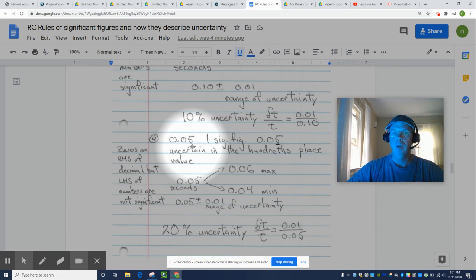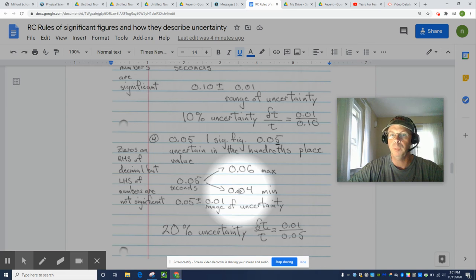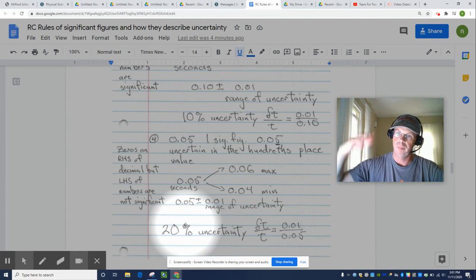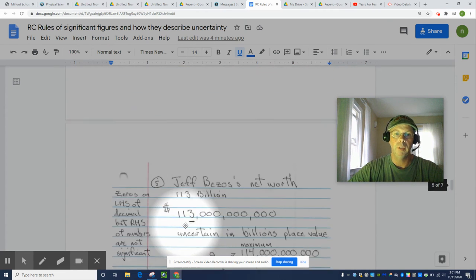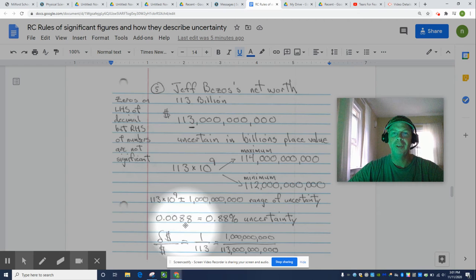So now it's still plus or minus a hundredth of a second, but now the measurement itself is half as big. So 1 out of 5 hundredths is 20% uncertainty. Okay, so 0.05 could be as big as 0.06 or as small as 0.04. The truth is plus or minus 20% of the measurement you are trying to make. That's pretty uncertain.